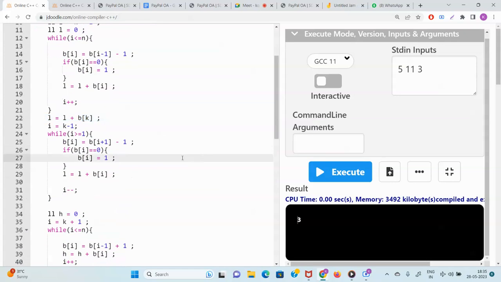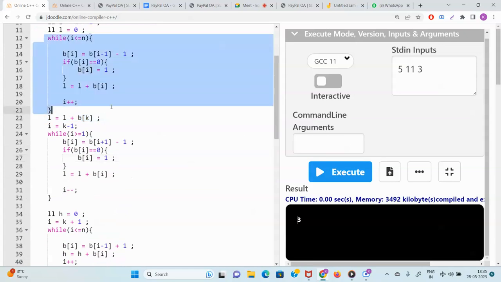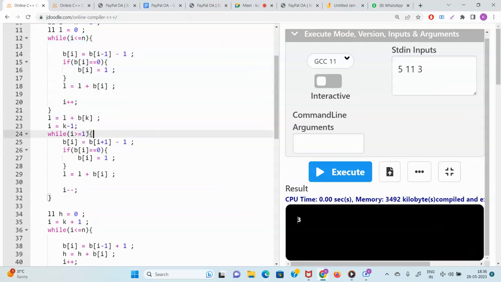Then the left part of the array. This loop was for the right part of the array, and this loop is for the left part of the array. Again, you start decreasing. B of i is B of i plus 1 minus 1. In case it becomes 0, make it 1 because you cannot make it 0. So L equals L plus B of i, and that's it.